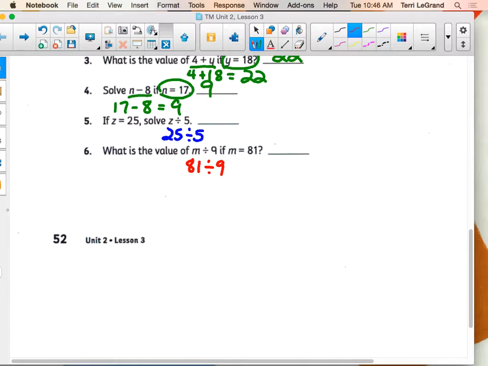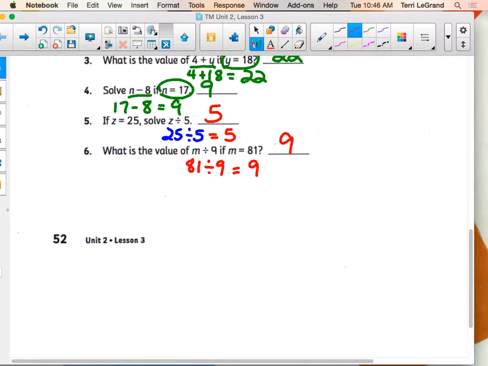Okay, and number 5. If z is equal to 25, what's z divided by 5? Putting 25 in for that z, 25 divided by 5 is equal to 5. How about our number 6? If m divided by 9 is our expression, and we're supposed to put an 81 in for m, what are we going to get as our answer? Kelia? 9. 81 divided by 9 is another 9. In other words, 9 times 9 is? 81. Okay.